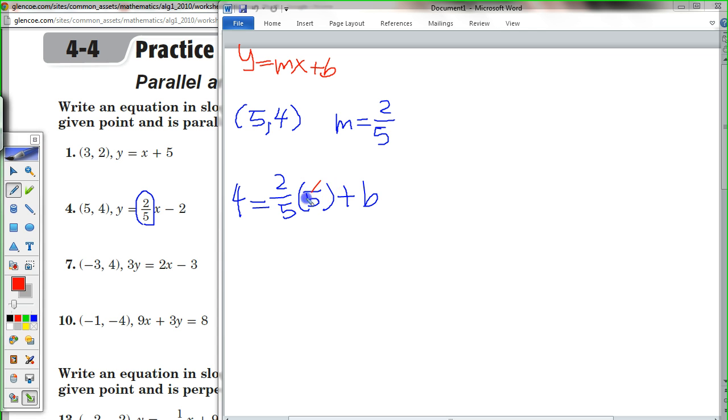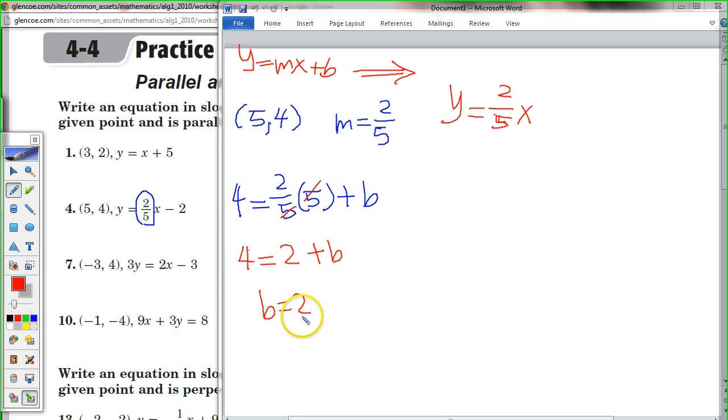Okay, so 5 over 5 is going to cancel out, so you have 4 equals 2 plus b. Subtract 2 on each side, and you have b equals 2. That makes sense because 2 plus 2 equals 4. Alright, so I'm going to rewrite my answer here. Y equals, my slope is 2 over 5 x, and your b, your y-intercept, is positive 2. And there's your final answer. Okay? Not too bad. Pretty easy.